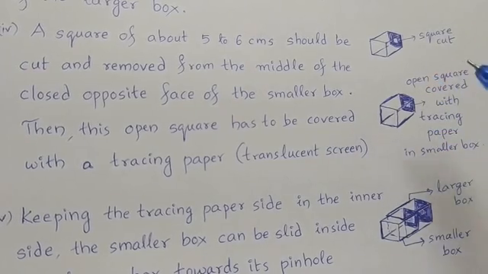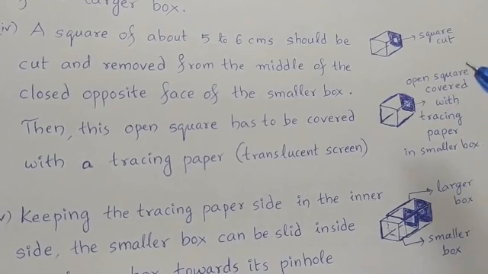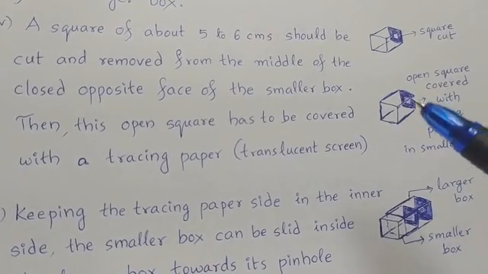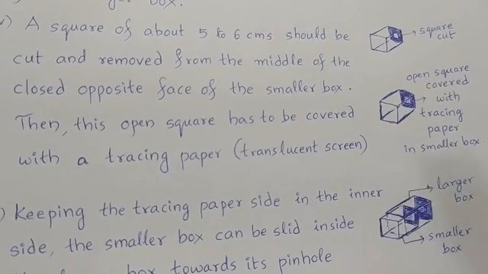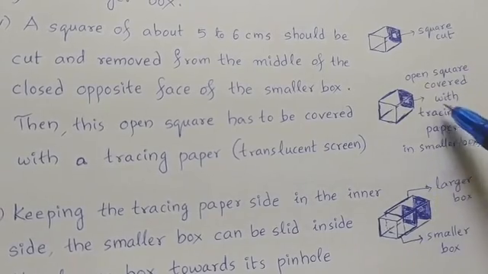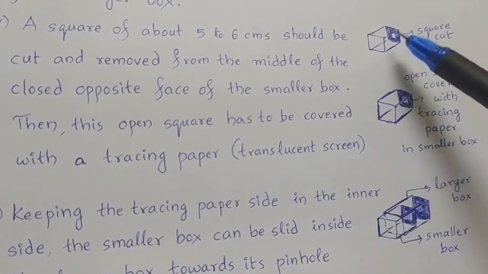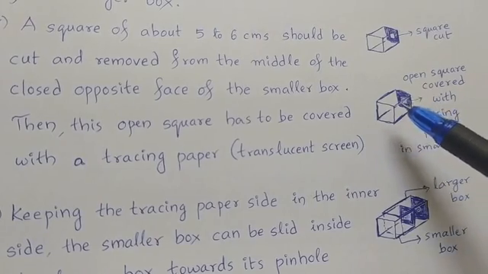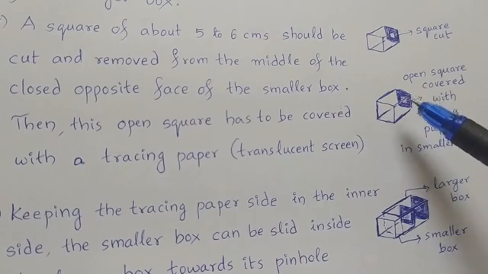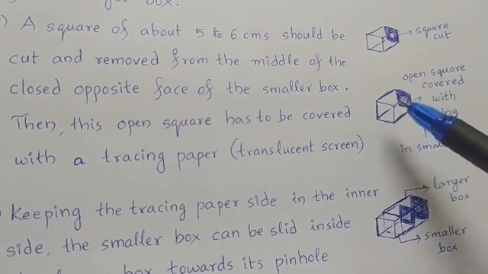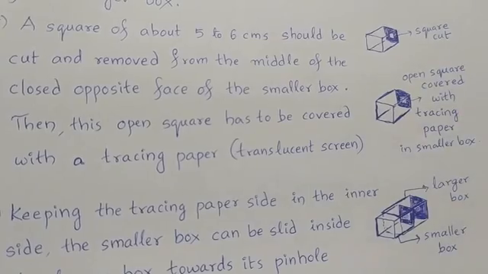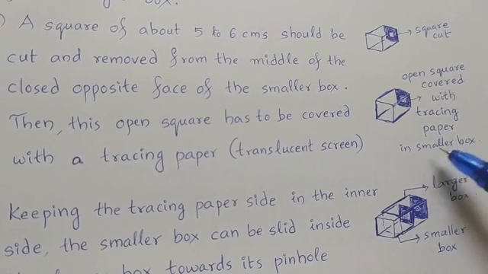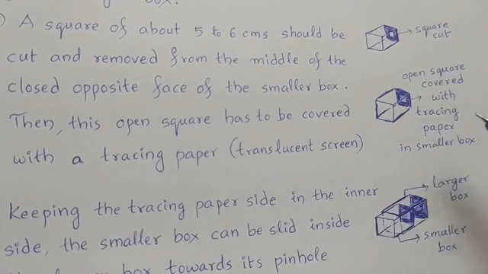After removing that 5 to 6 centimeter square cut, what are you going to do? You are going to cover that square cut with a tracing paper. See here, it is fully open. Here is a translucent paper. By using a translucent paper, you have covered this square cut. So the open square is covered with tracing paper in the smaller box.